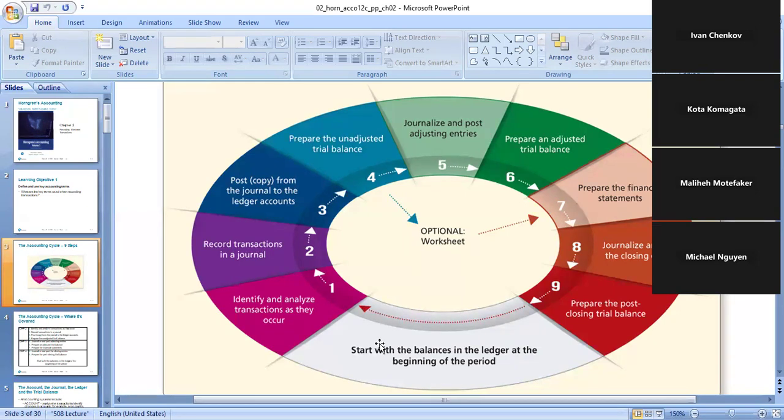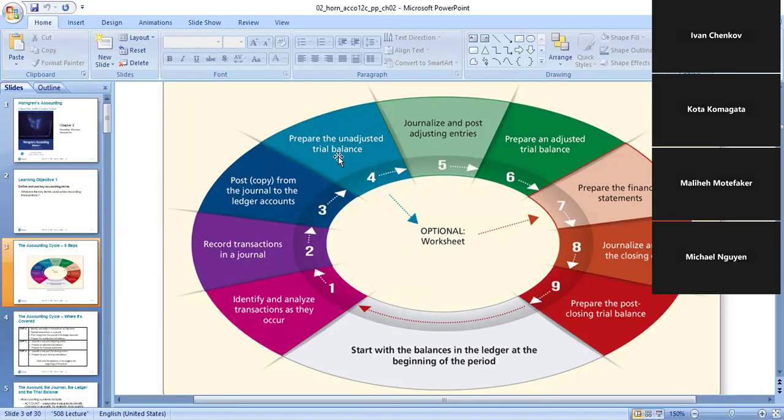So once we open those accounts, then we're going to start seeing what happened in the period. There will be transactions, purchasing, selling, anything related to the operation of the company. So we're going to identify and analyze every transaction when the transaction happened. Then we're going to record that transaction into the journal. Then we're going to post from the journal into the ledger account. Then we're going to prepare the unadjusted trial balance. That's our job today, to start with the transaction, record the transaction in the journal, and post this journal into the ledger account.